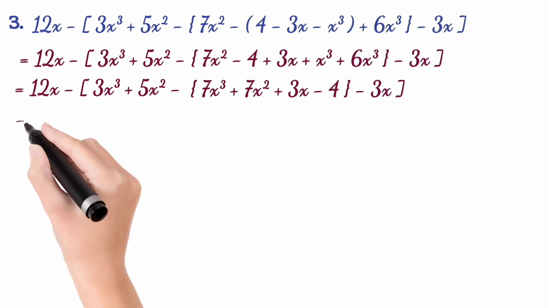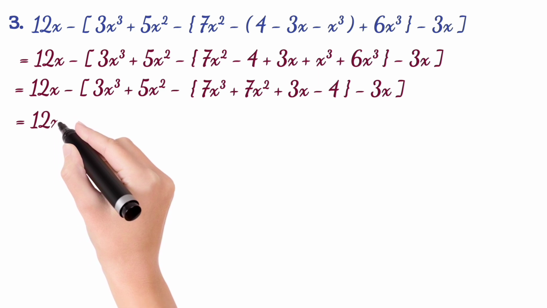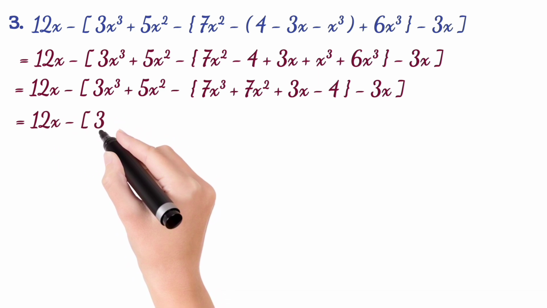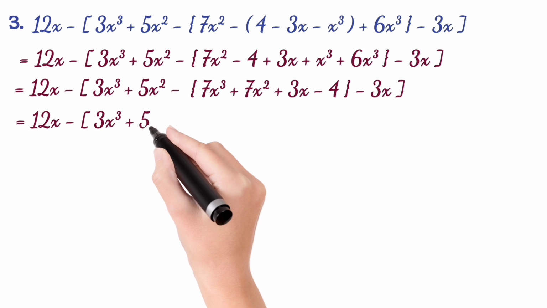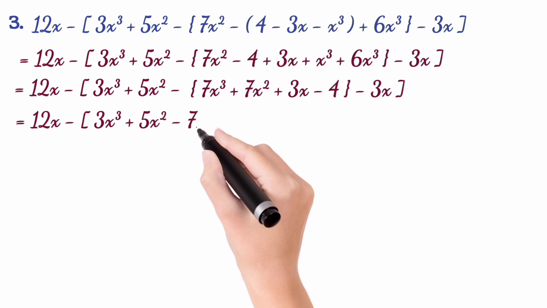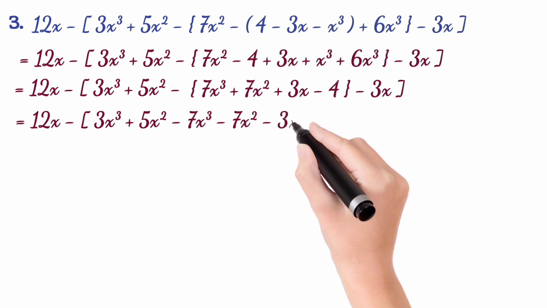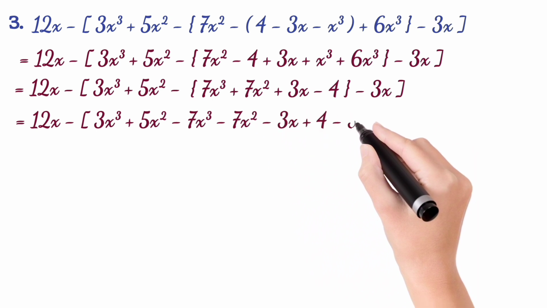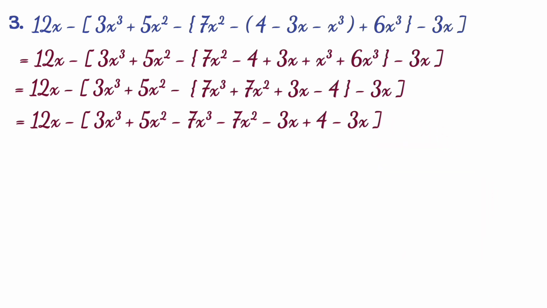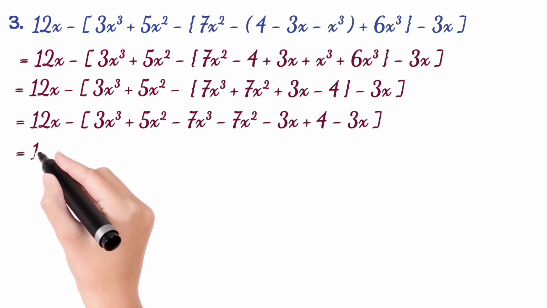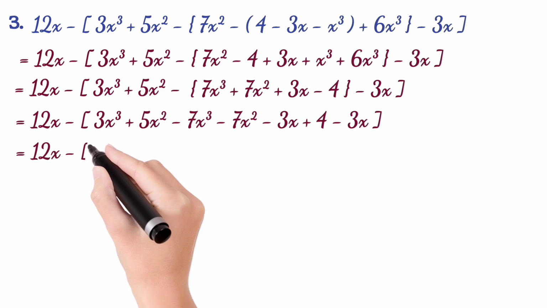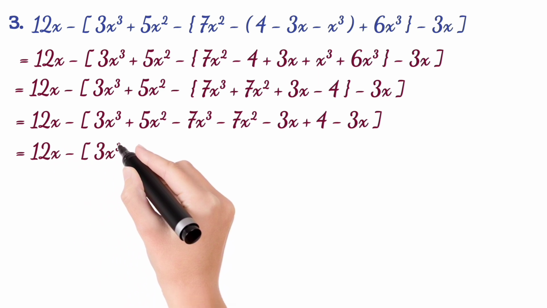So next step is 12x minus third bracket start 3x cube plus 5x square. Now be careful. Minus 7x cube, minus 7x square, plus 3x becomes minus 3x and minus 4 becomes plus 4. Then minus 3x, third bracket close. Now next step we will collect the like terms together, and we will write the positive one first.